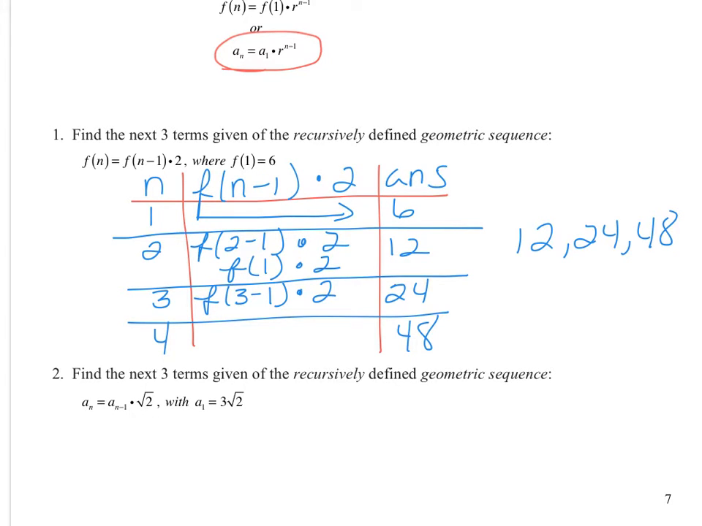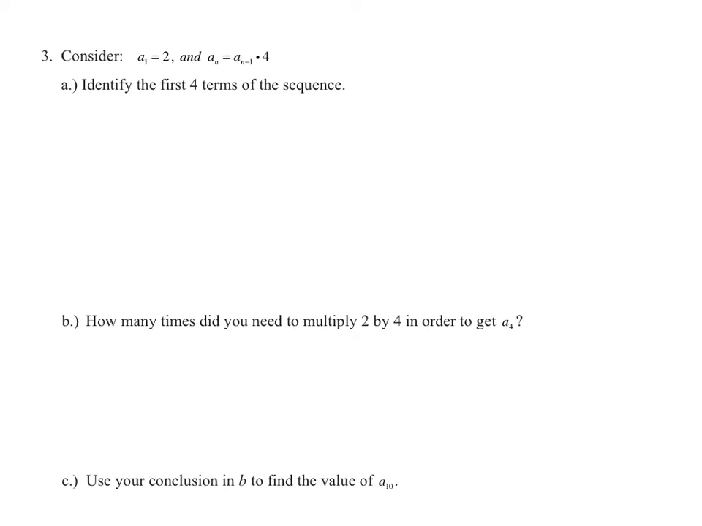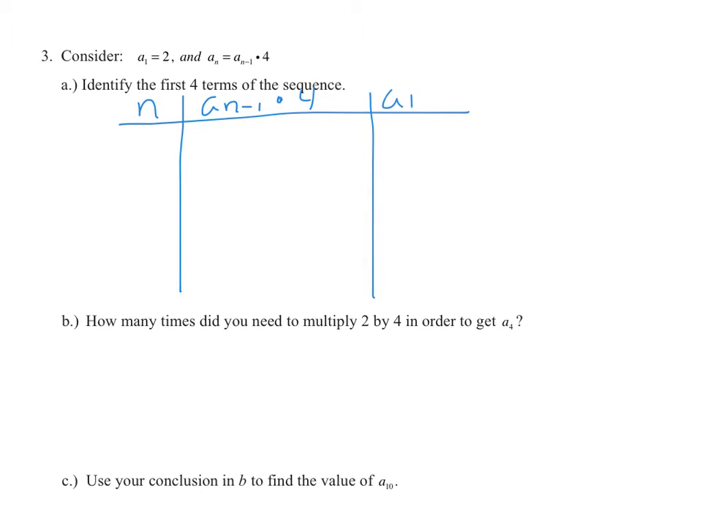Okay, let's skip number 2 and go to the next page. Consider a sub 1 being 2, and a sub n equals a sub n minus 1 times 4. Identify the first four terms of the sequence. Okay, so again, they're changing the notation. Instead of f of n, they're doing a sub n, which we're okay with. So this is going to be my n. This is going to be a sub n minus 1 times 4, and here's my answer.